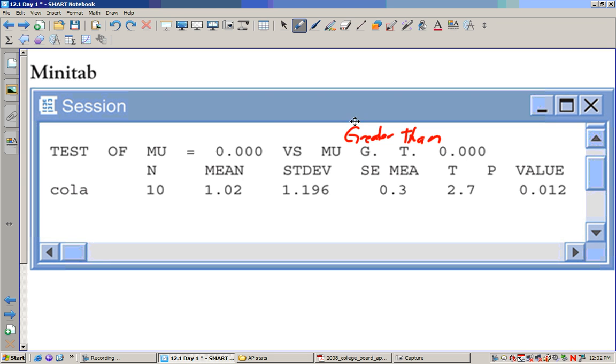Now it gives us the readout. N is 10. Our mean is 1.02. Our standard error we can get by taking 1.196 divided by the square root of 10. And then our t-value is 2.7, and our p-value is 0.012. Now, in some questions on the AP test, instead of having you go through all the calculations, they give you all of this, and it's your job just to interpret everything.